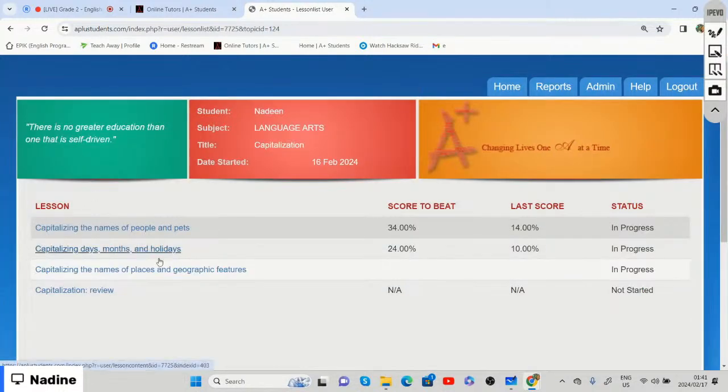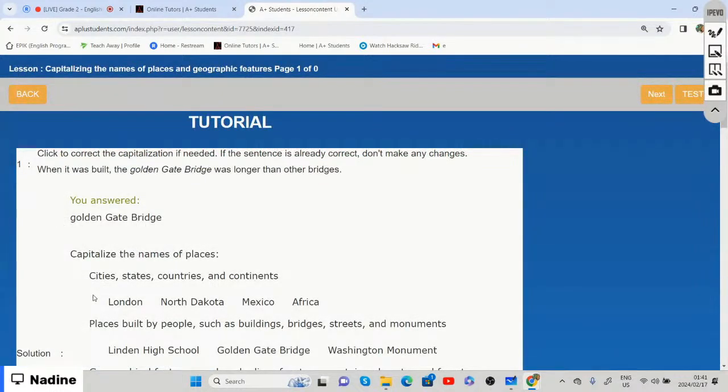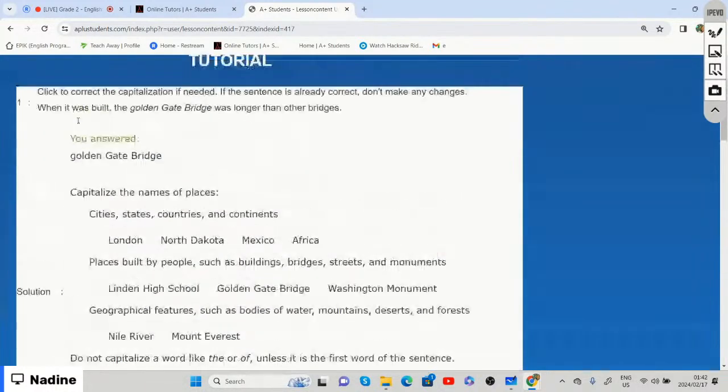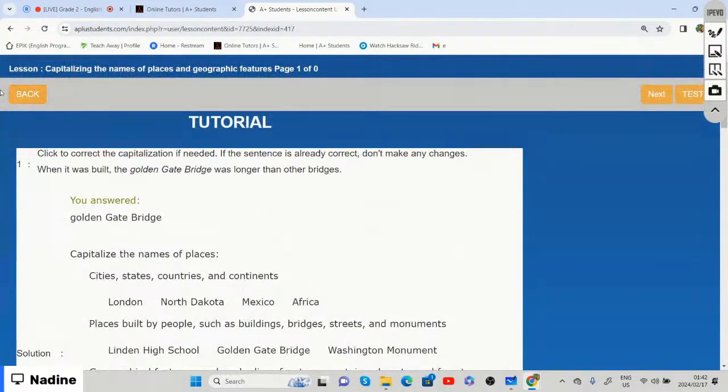right? Then we're capitalizing the names of places, geographical features, right? We said countries, cities, states, we need to capitalize. Buildings, monuments, rivers need to be capitalized. Even certain street addresses need to be capitalized, right? Names of a school need to be capitalized. We don't capitalize words like the or of unless it is the first word of a sentence, right?